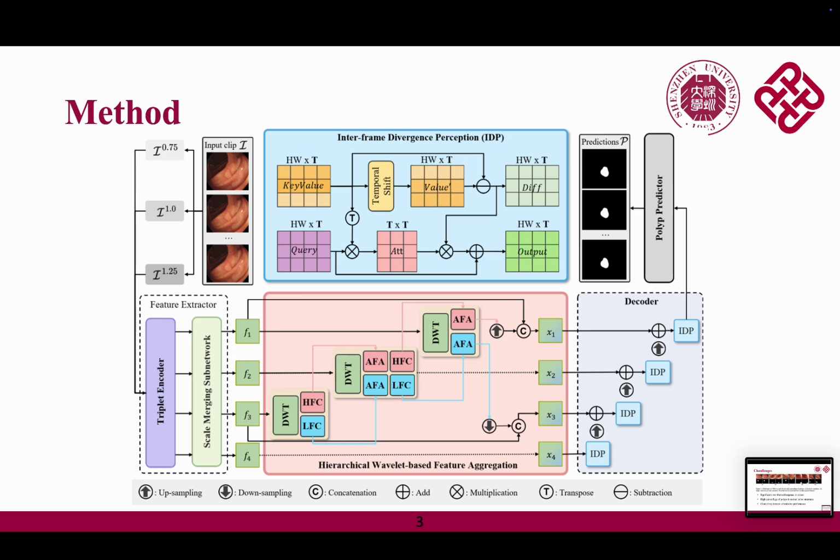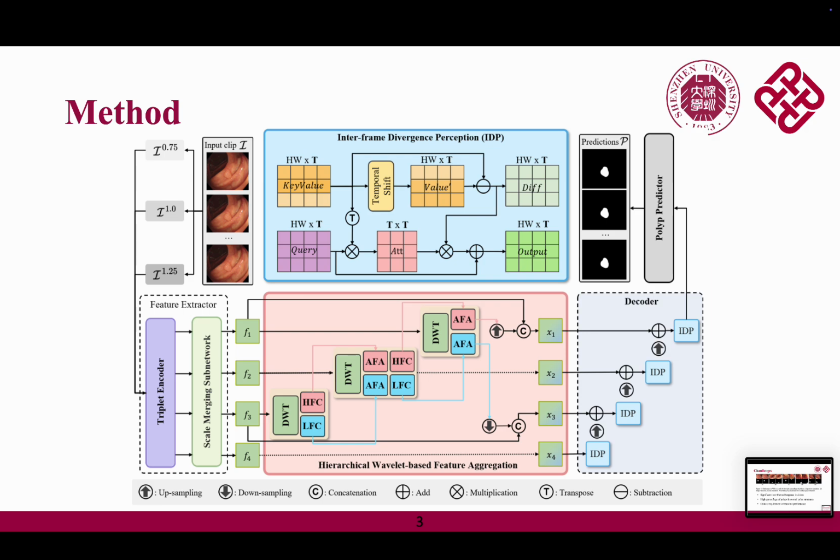Inspired by ZoomNext, we generate two auxiliary scales, namely 0.75 times and 1.25 times, in addition to the original 1.0 times scale. The intuition is that different zoom levels provide complementary visual information, just like how physicians zoom in and out during inspection. These three scale clips are then fed into a shared feature extractor, followed by a scale merging network, to produce unified multi-level features.